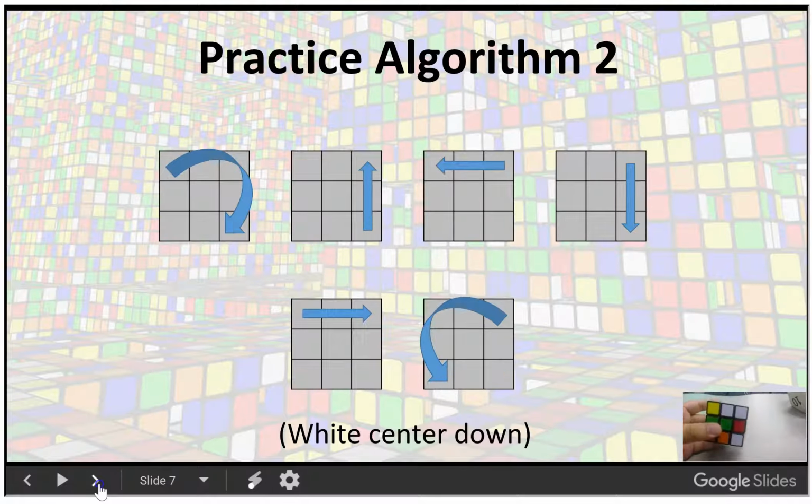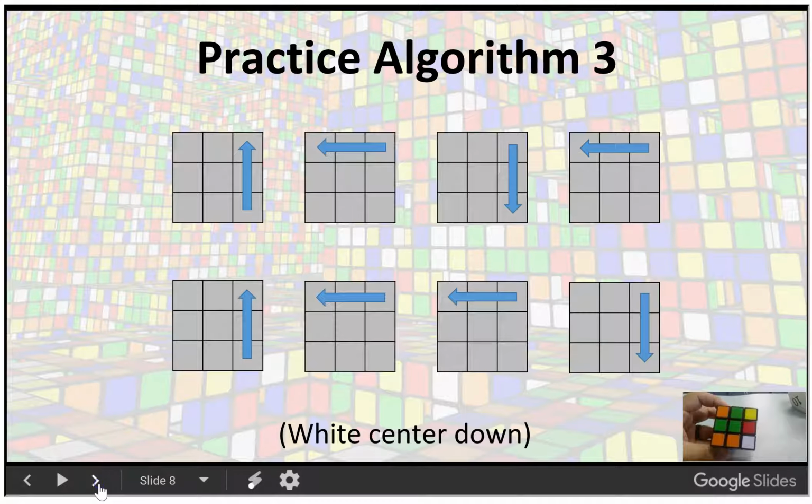I have 3 of these set up. This algorithm here, I would turn it this way, up. There are just some practice algorithms that you can work through. Again, on any of these practice algorithms, your cube will return back to a solved state if you just keep doing it over and over again. Now, there are more practice algorithms than what I have here, but these are just to get you familiar with how the cube turns and how to follow my directions.